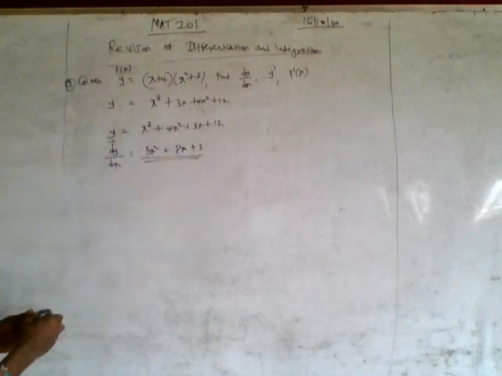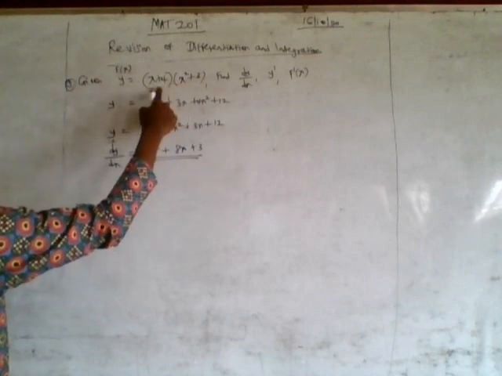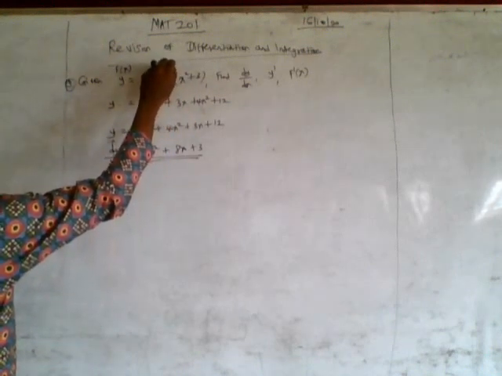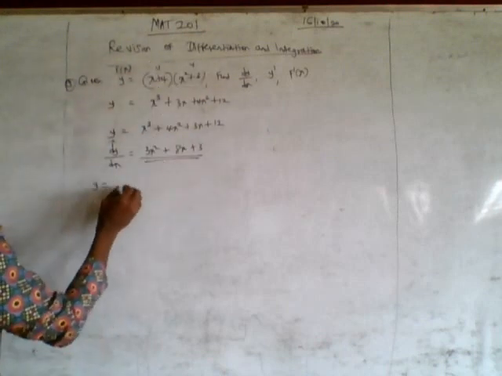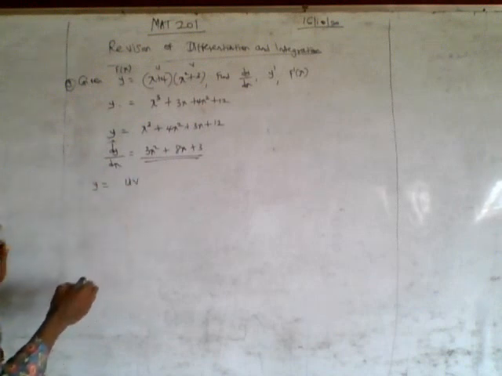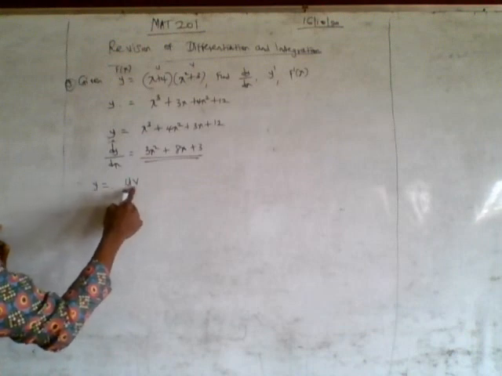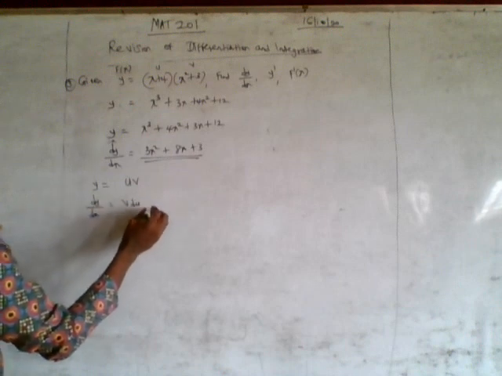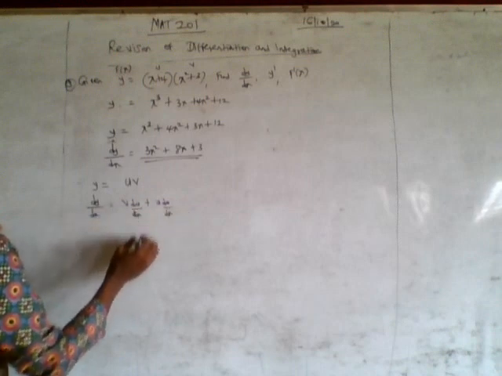So this is the gradient function for this. We also learned the product rule for differentiating something like this. Since this is a function, we can call it u, and this is another function, we can call it v. The product rule for getting the derivative of two functions which are multiplying each other is that dy/dx is v du/dx plus u dv/dx.